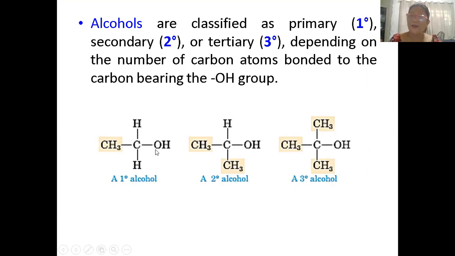Here, it is a primary alcohol. In this one, how many carbons are present? Two are connected to the carbon bearing the OH. This is a secondary alcohol. Next, if there are three, it is a tertiary alcohol. That is how alcohols are classified: one carbon group, primary; two, secondary; three, tertiary.